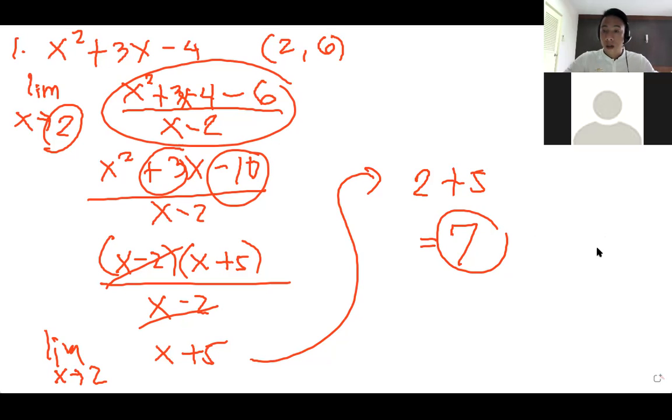Let's proceed to number 2. I will put another, okay? Hindi ko tinanggal yung nauna kasi mamaya we will see those again later. Okay, so we have number 2.